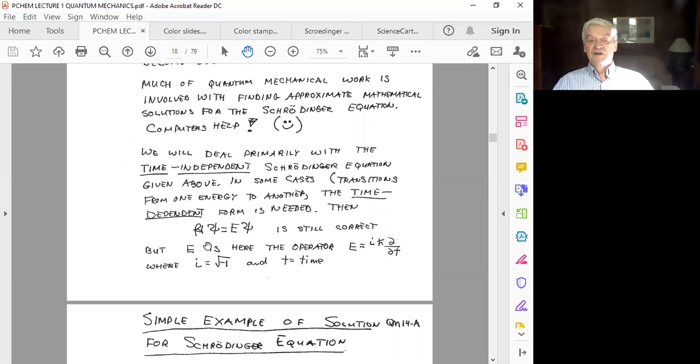Okay, but this may be the last time I mention the time-dependent Schrodinger equation. I might mention it a little bit later if we talk about chemical dynamics right at the end of the course.